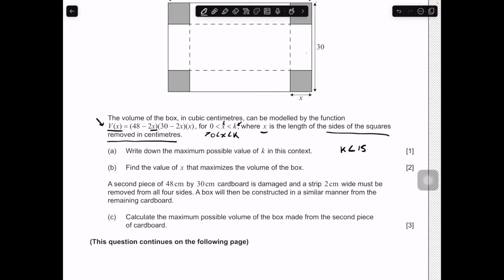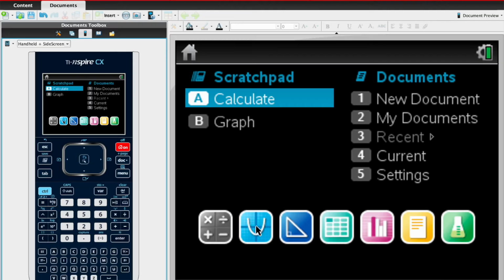We can put in some values of volume and then ask what size of cutouts we would need to make that volume true. And in this case, if we're relating these two variables, volume and size of cutouts, we can graph this and find out a maximum. I think that's going to be the easiest way. So find the value of x that maximizes the volume of the box. Let's go ahead and graph.